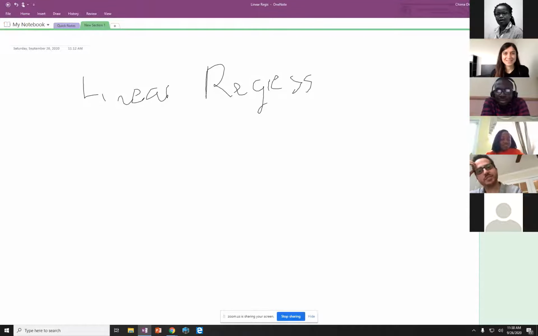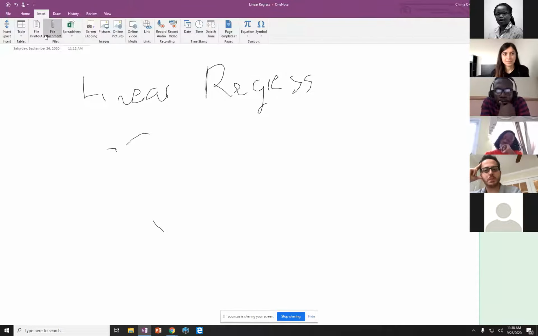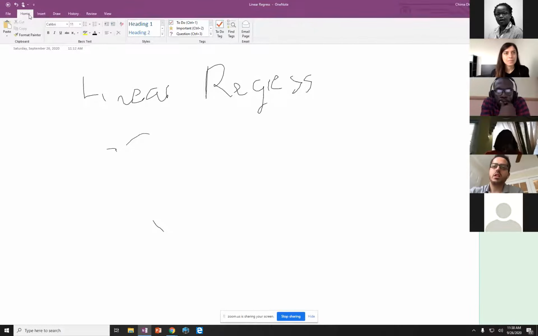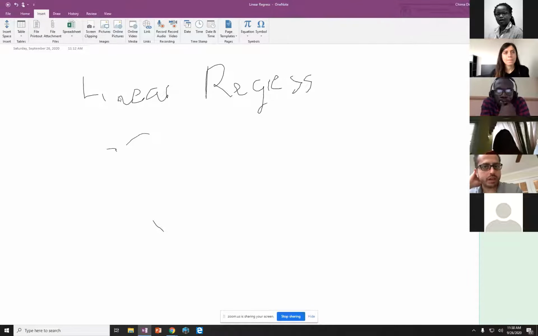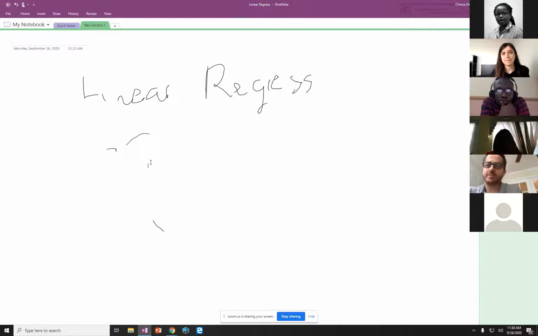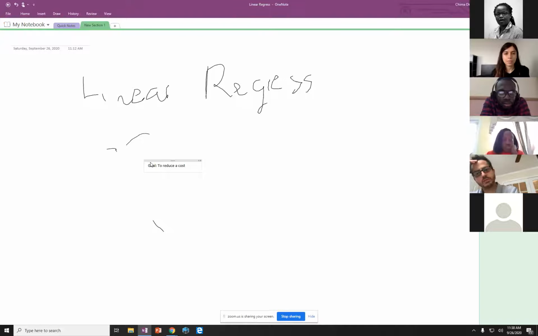So for linear regression specifically, overall in any machine learning problem, you always have a goal. Where's the text box? Double-click on the page and you can type. There you go. Goal. So your goal is to reduce, right now with linear regression, some cost function.